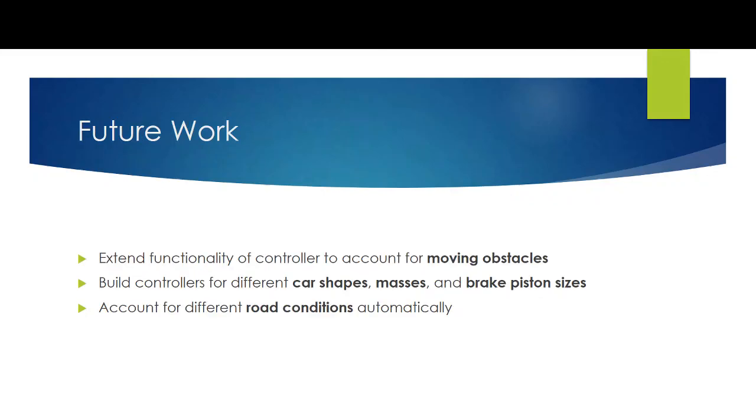Future work that we would continue to do on this controller and on this system is to extend the functionality of our controller to accommodate a moving obstacle. If you were driving behind a car that was moving in front of you, slowing down or stopping and speeding back up, we would continue to work on our controller to make it evaluate and work for a moving obstacle. And then we would be able to evaluate different car shapes, masses, brake piston sizes, and variable system conditions for a vehicle, and account for different road conditions like slippery rain or snow or ice.